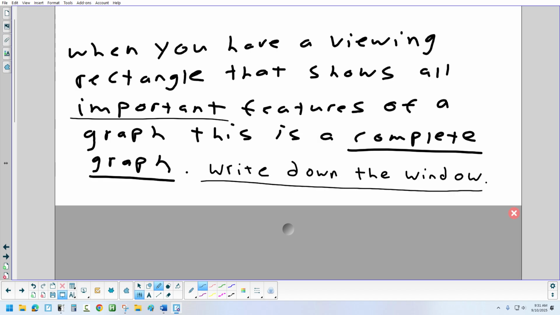So in the homework, if you see a question that says, find a complete graph, that doesn't mean to draw it on paper. Find a complete graph means just do it on the calculator and tell me what you used for the window. If you see directions that say sketch the graph, that's different. Sketch means to draw it on paper. Take a pencil, pen, and make a sketch.